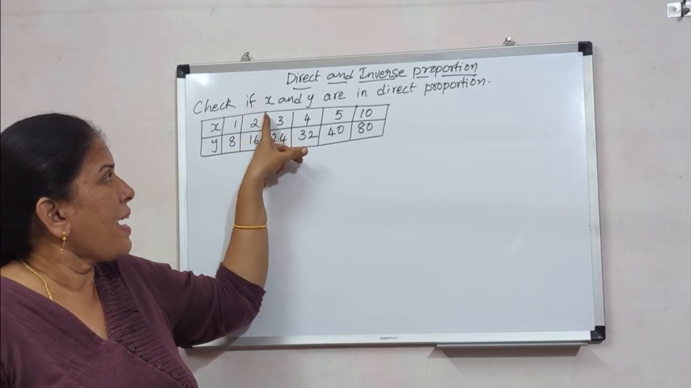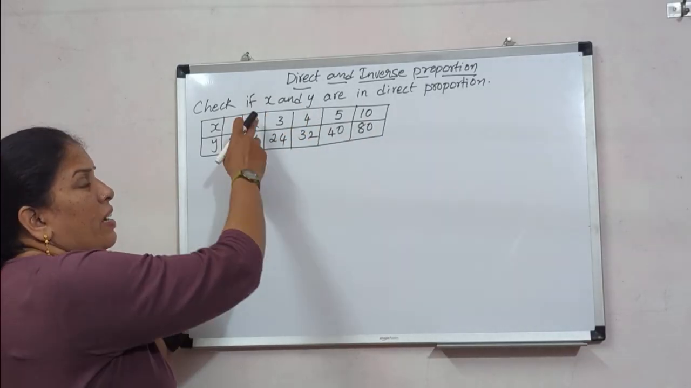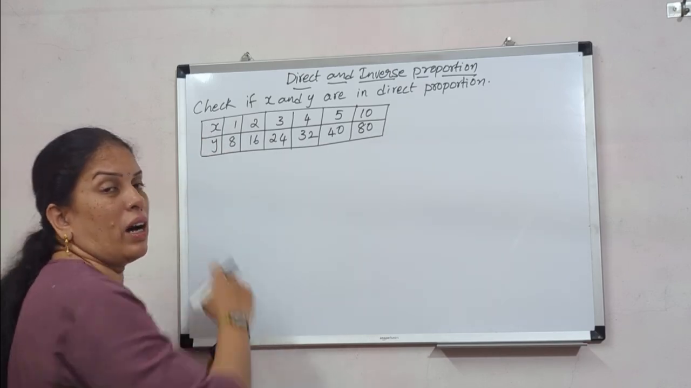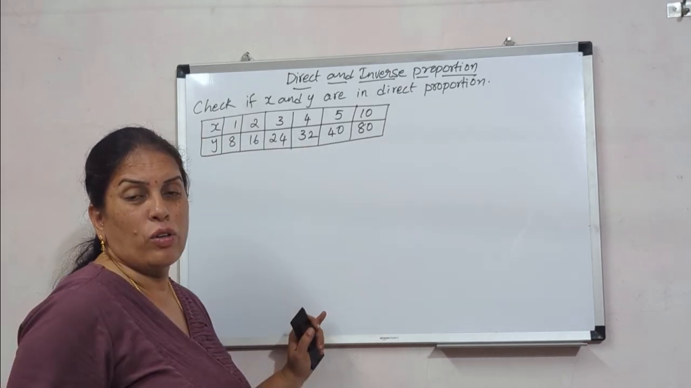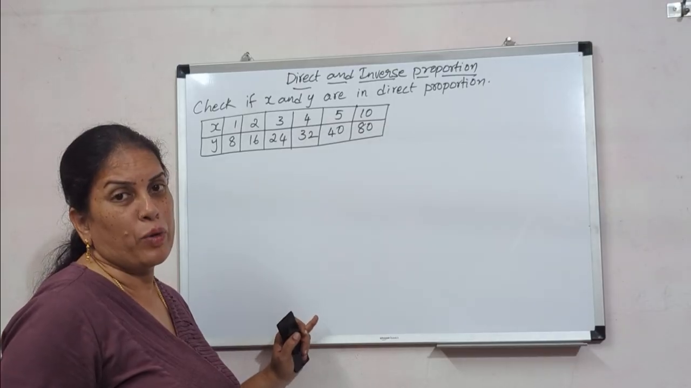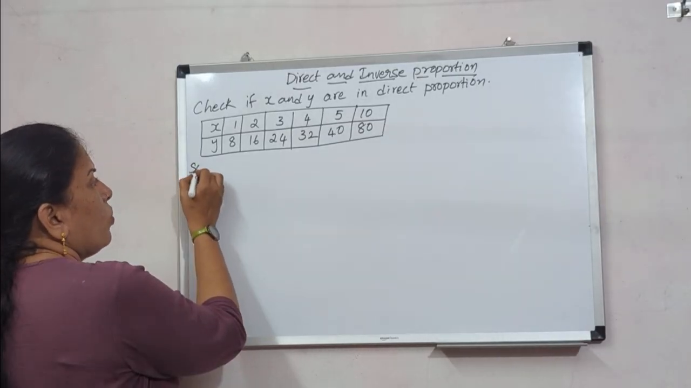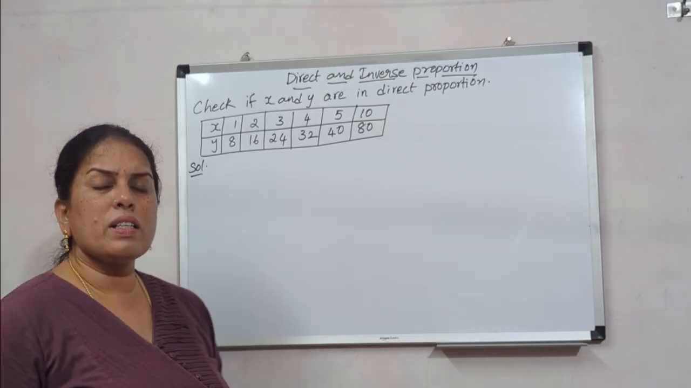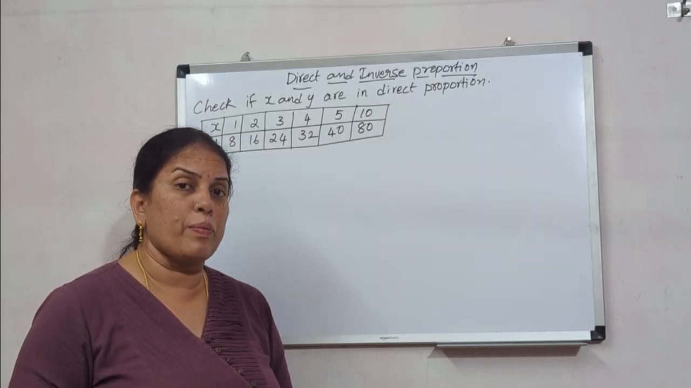Check if x and y are in direct proportion. They told us to check whether x and y are in direct proportion. Okay, they have given some values. We must check whether they are in direct proportion or not. Okay, before going to the solution, what is the formula for finding whether two quantities are in direct proportion?